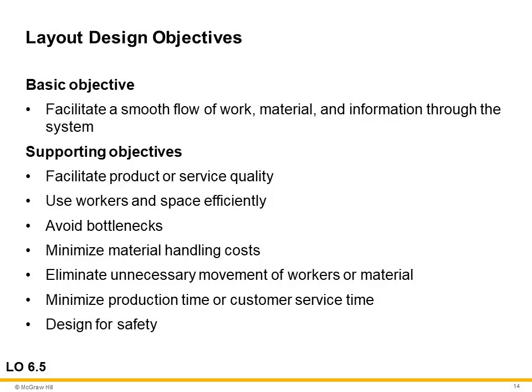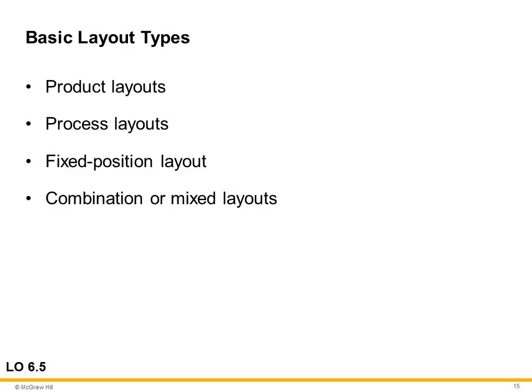So let's talk about layout, common types of layout. We have four basic layout types: product layouts, process layouts, fixed position layouts, and combination, mixed, or hybrid layouts. Let's talk about them one by one.